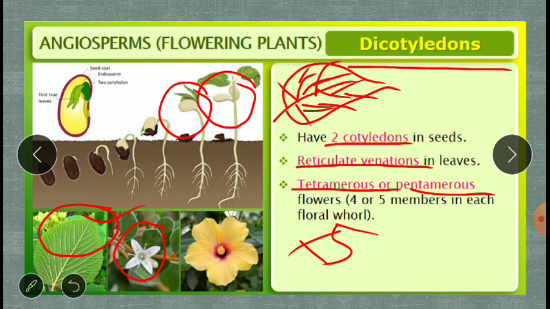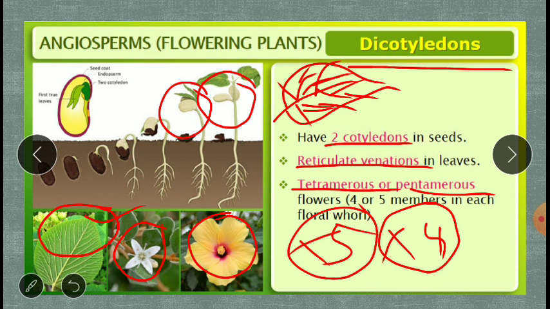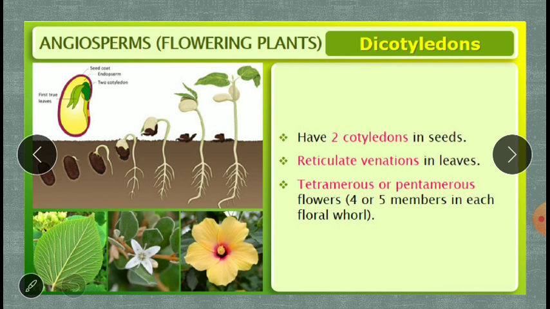In the same manner, if they are in multiples of 5, they are called pentamerous flowers. So tetramerous means multiples of 4 and pentamerous means multiples of 5. So these are the dicotyledons.